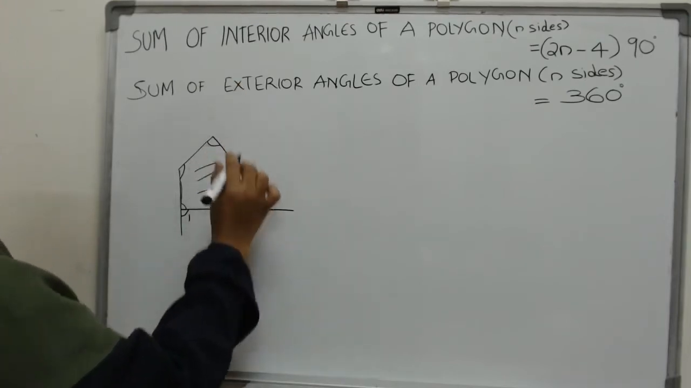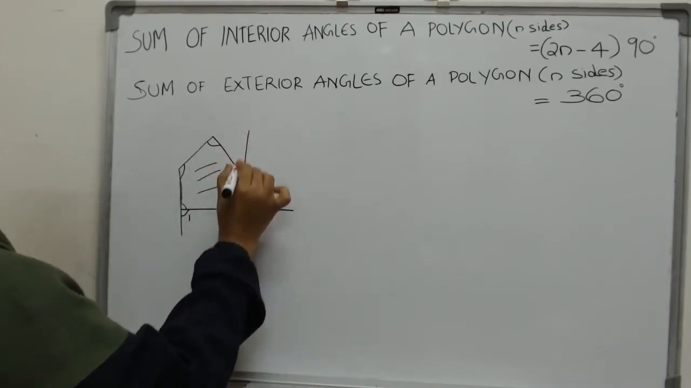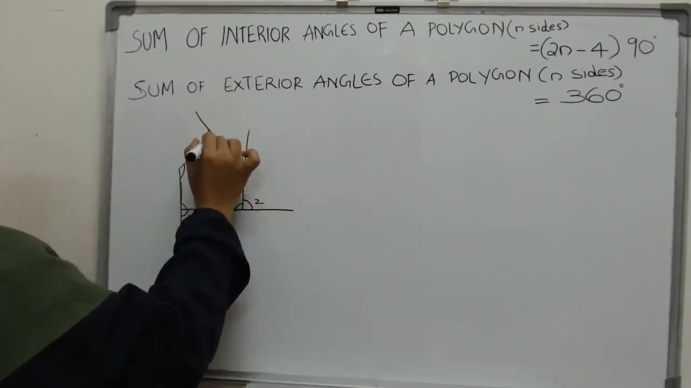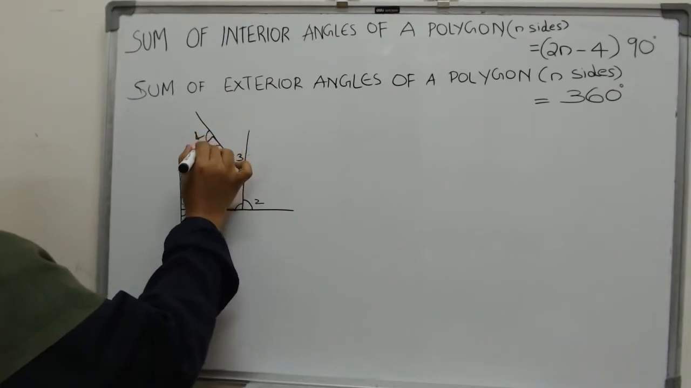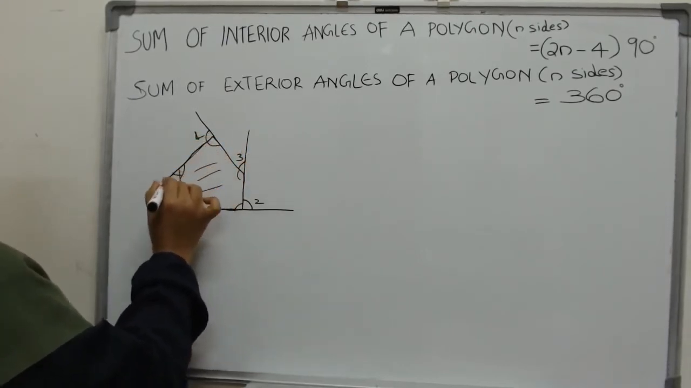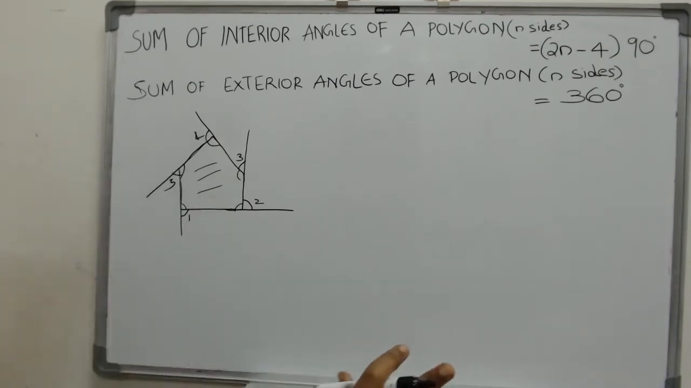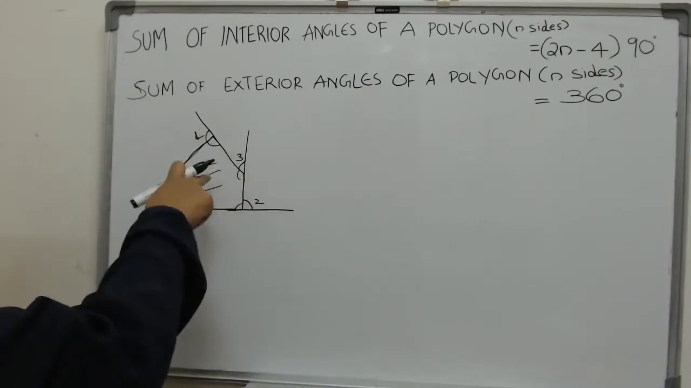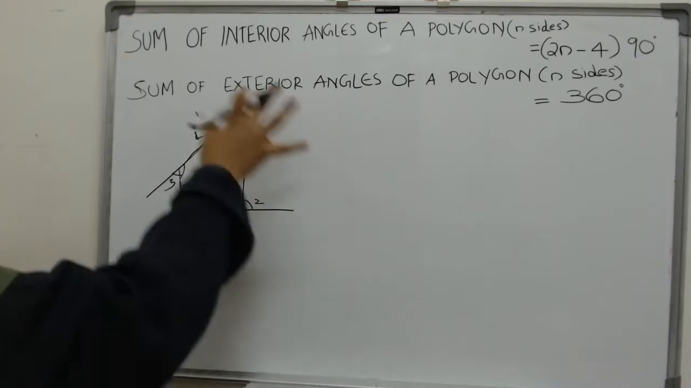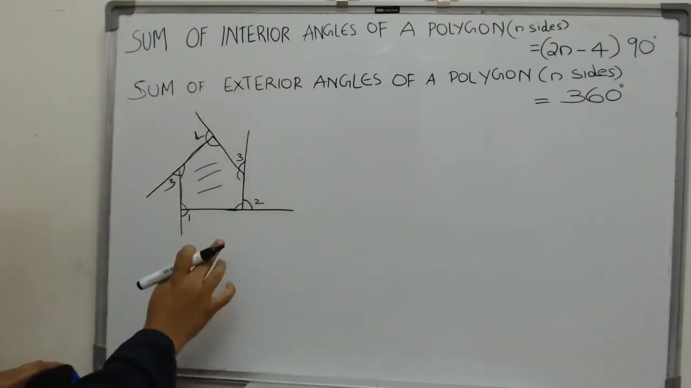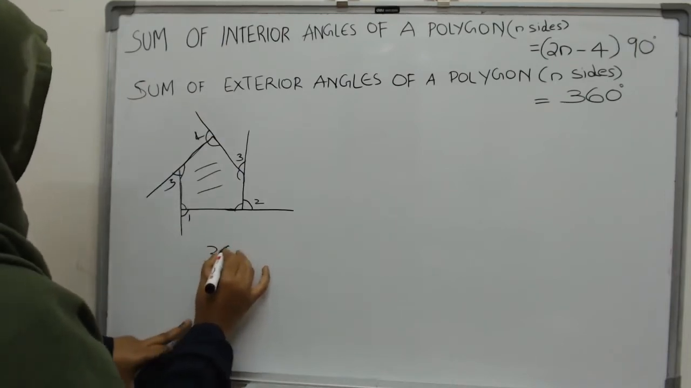And now extend this, here you get the third angle, and extend this side, you get the fourth angle, and extend this side, you get the fifth angle. So a pentagon, which has 5 sides, has 5 interior angles and 5 exterior angles. Now what is the sum of these 5 exterior angles? It will be 360 degrees.